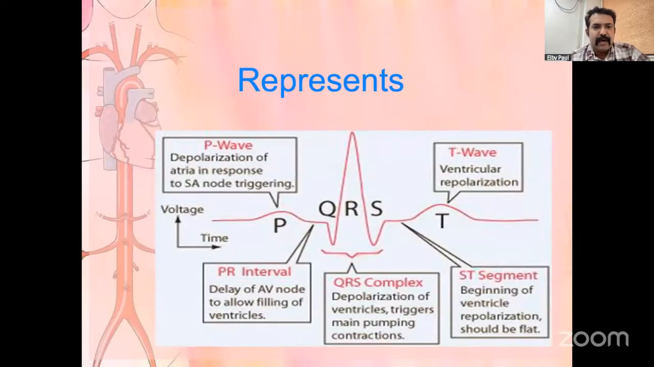Representations I already discussed. The P wave shows the conductivity of the atrium. It includes the depolarization of the atria in response to SA node triggering. The PR interval is the travelling of impulses from the atrium to the ventricle. The QRS complex indicates depolarization of the ventricles, which triggers the main pumping contractions. The T wave is the ventricular repolarization, and the ST segment, the beginning of ventricular repolarization, should be flat. If there is any ST elevation, it can be considered an MI.